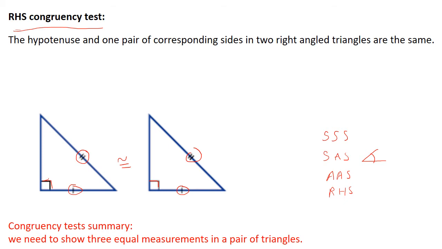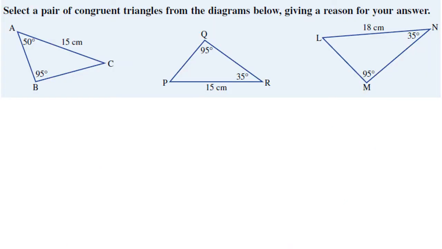All right, so let's put this into practice. Select a pair of congruent triangles from the diagrams below. So pause the video and see if you can work out which two triangles are the same. Now the first thing I would do would be to try and calculate the missing angles in our triangles. I know that A plus 50 plus 95 will add up to 180 because of our interior angles of a triangle rule. So if we went 180, take away 95, take away 50 in our calculator, we'd work out that A equals 35 degrees.